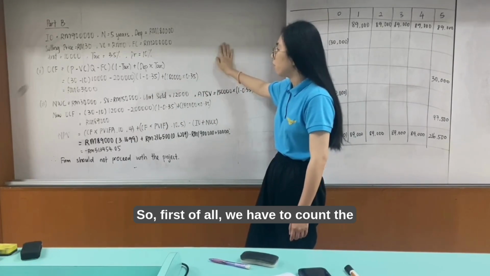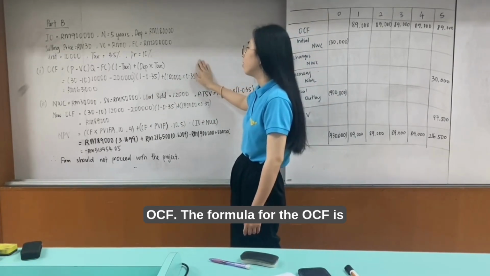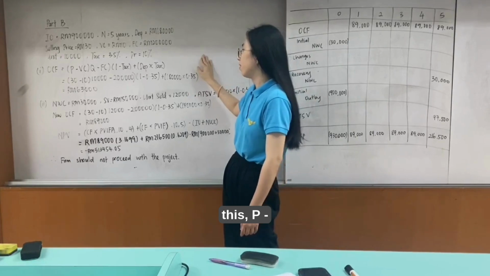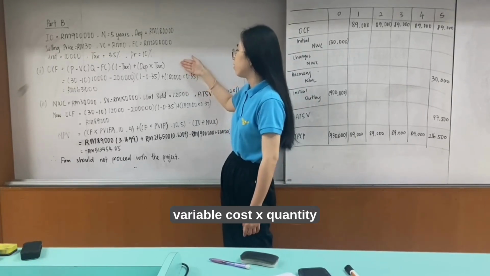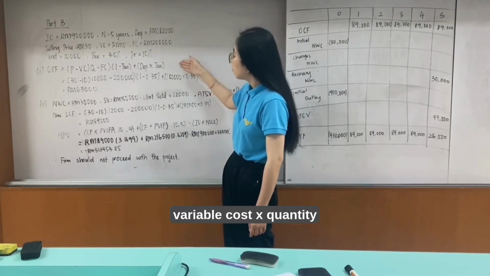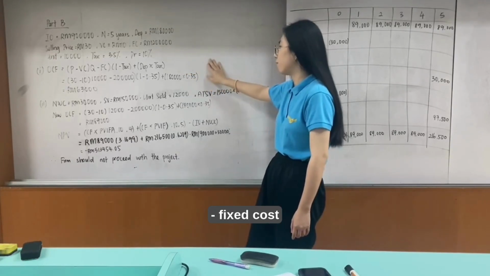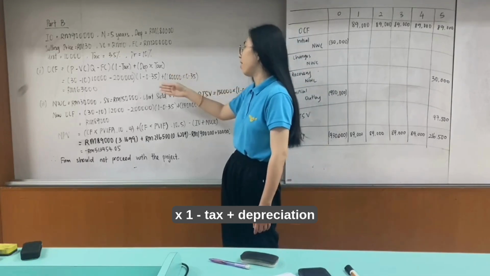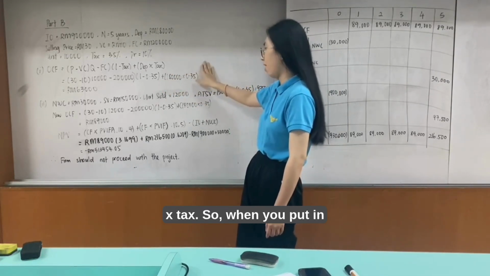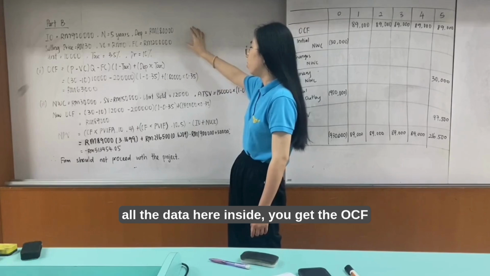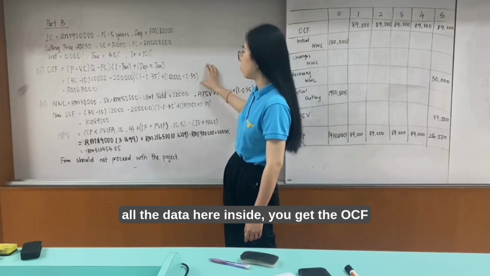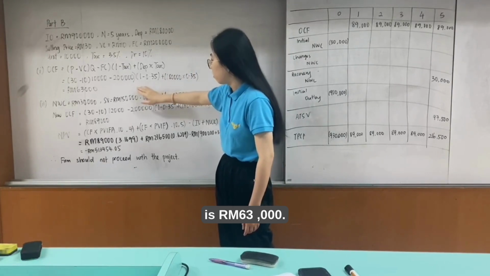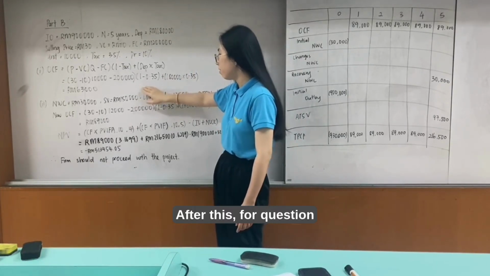So first of all, we have to calculate the OCF. The formula for the OCF is: (P minus variable cost) times quantity minus fixed cost, times (1 minus tax), plus depreciation times tax. When you put in all the data, you get an OCF of 63,000.